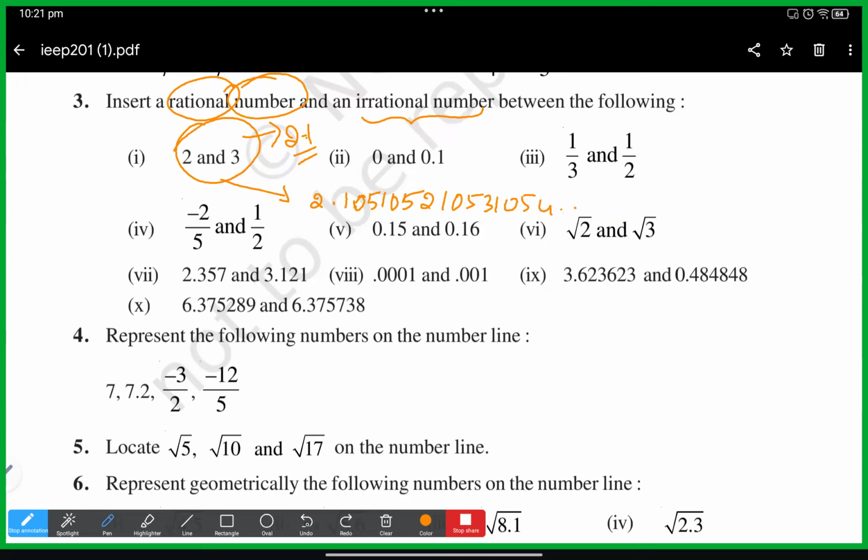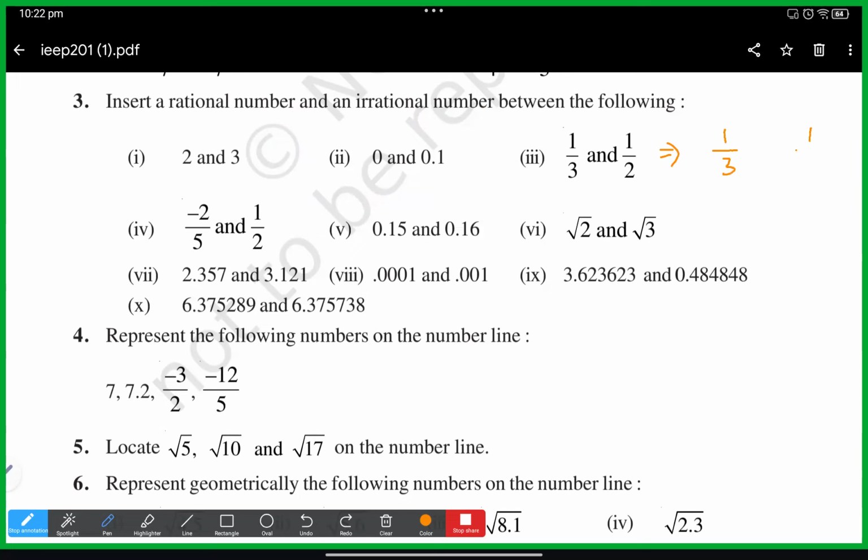Okay, sir. Maybe we go to the next question. Then 1/3 and 1/2, which will become, sir, 0 and 0.1.